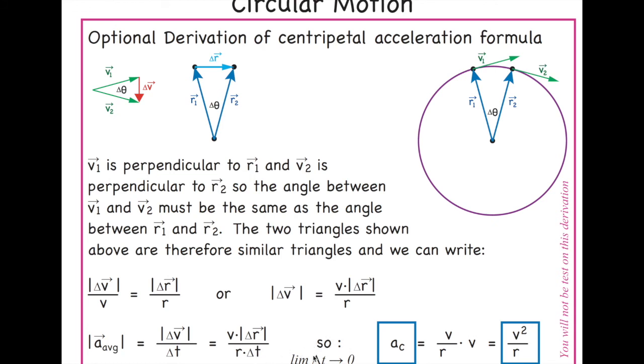And if we take this in the limit that delta T goes to 0, delta R over delta T as delta T shrinks to 0 is dr dt, which is just the instantaneous velocity. And so we have V over R times what in the limit becomes instantaneous velocity. So we have V squared over R. All right. So that's where that formula comes from.